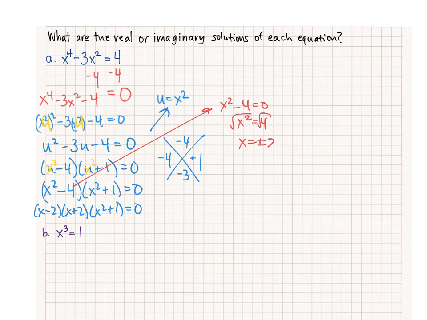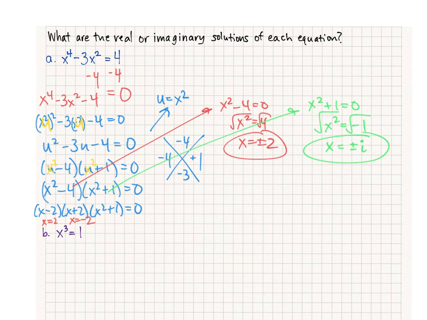Your plus or minus 2, which is what this would give you: x equals 2, x equals negative 2. So there's our 2 there. And then this one here, x squared plus 1 equals 0 is going to give us an imaginary one, because we have x squared equals negative 1. So this means x equals plus or minus i. So there's our other 2.